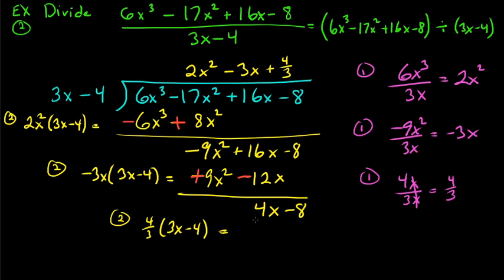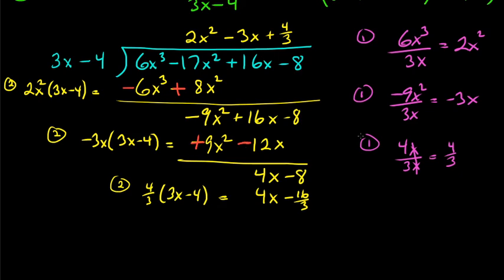Okay, so if you do that, you're going to get, well, 12x divided by 3 is 4x. And then 4 times negative 4 is negative 16 over 3. Right? So we're almost done. Flip the signs and add. So don't forget to flip the signs. And now when we add these, we get 0, and then negative 8 plus 16 over 3.